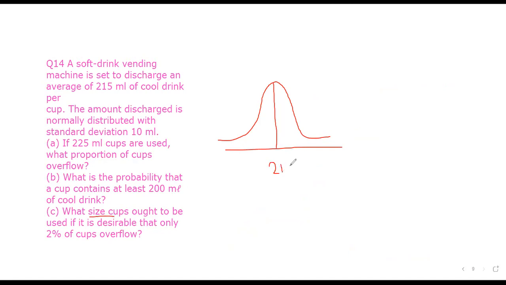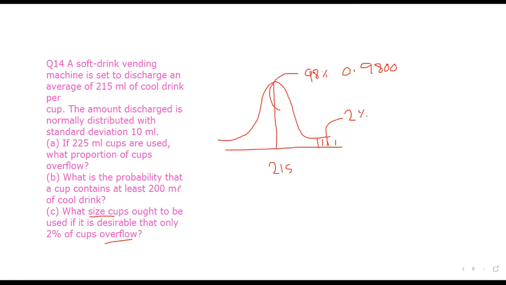Whenever we're given a percentage, what are we doing? We're going to find the Z in the table. Yes, inside the table. So we're going to cut the 2% from this side, because it says overflow. Then what remains here? 98%. From 100, what remains? 98%. And 98%, which is 0.98. What are we going to do to 0.98? Look for it in the table. Yes, we go inside the table and look for it.